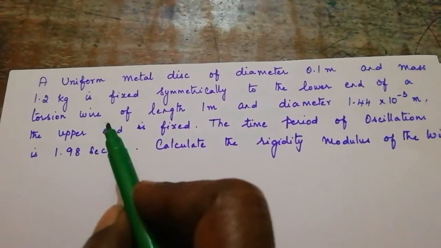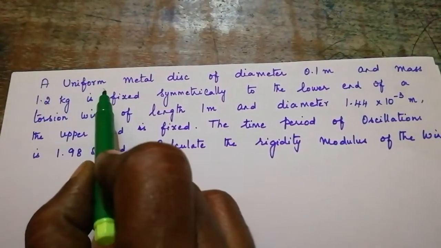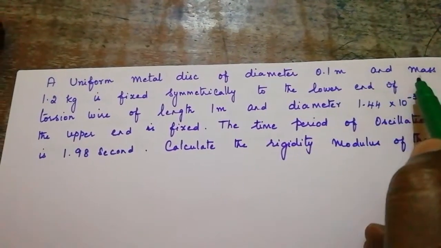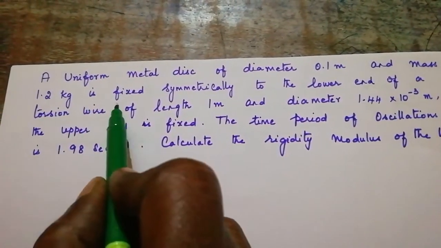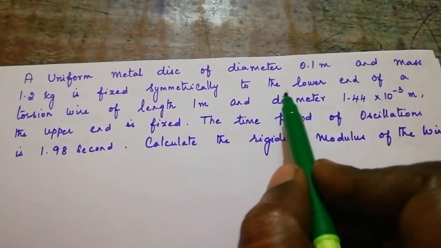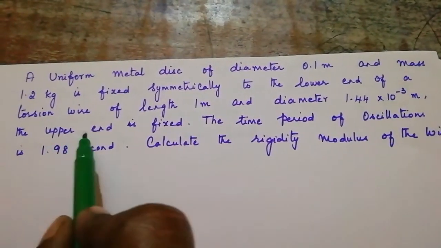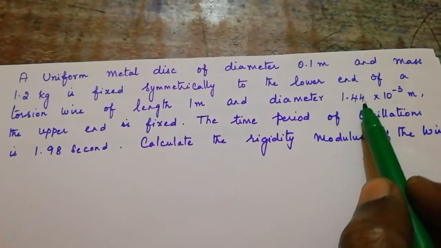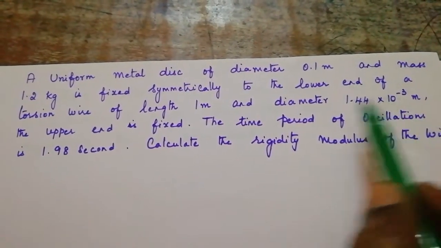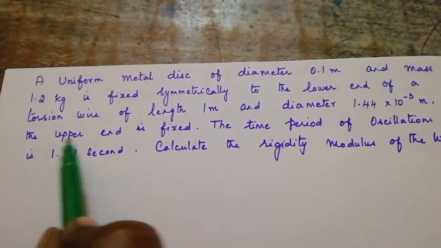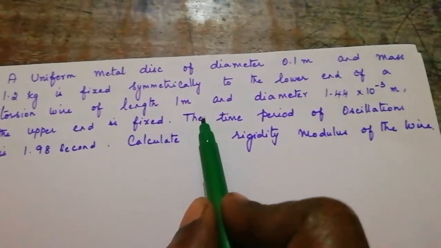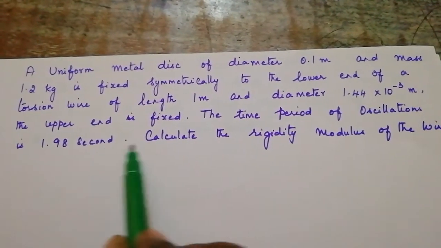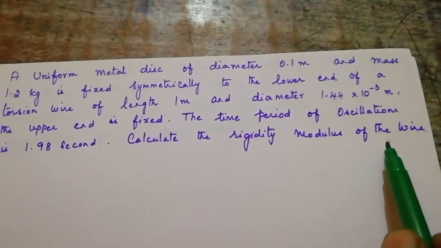Next problem: a uniform metal disc of diameter 0.1 meter and mass 1.2 kg is fixed symmetrically to the lower end of a torsion wire of length 1 meter and diameter 1.44 × 10^-3 meter. The upper end is fixed. The time period of oscillations is 1.98 seconds. Calculate the rigidity modulus of the wire.